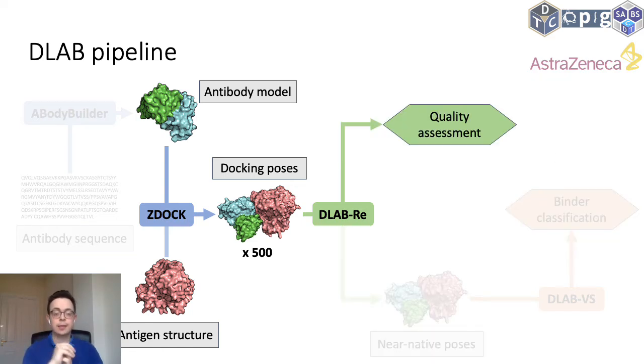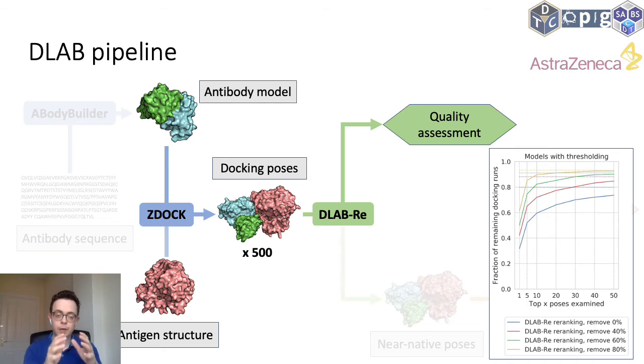And secondly, we use the DLAB-RE scoring output to perform quality assessment on the ZDock runs. By using the highest score associated to any pose of a particular antibody-antigen pairing, we determine whether we believe that any particular antibody-antigen pairing was well docked, if near-native poses have been produced in the first place. And by discarding antibody-antigen pairings for which low scores have been assigned to all poses generated by ZDock, we can indeed identify those pairings which have been well docked and well ranked.